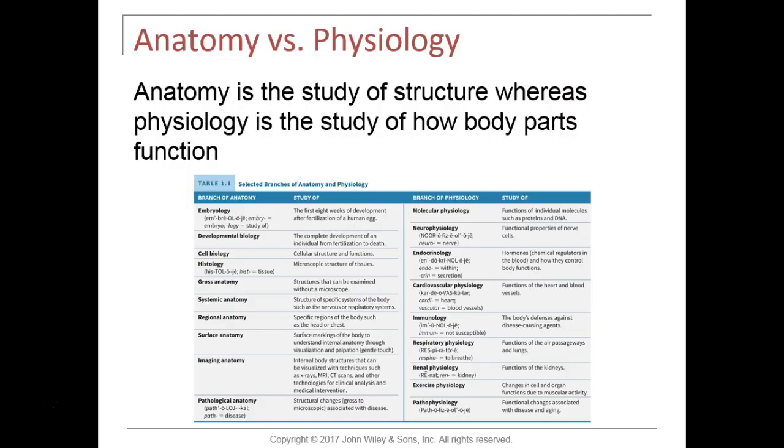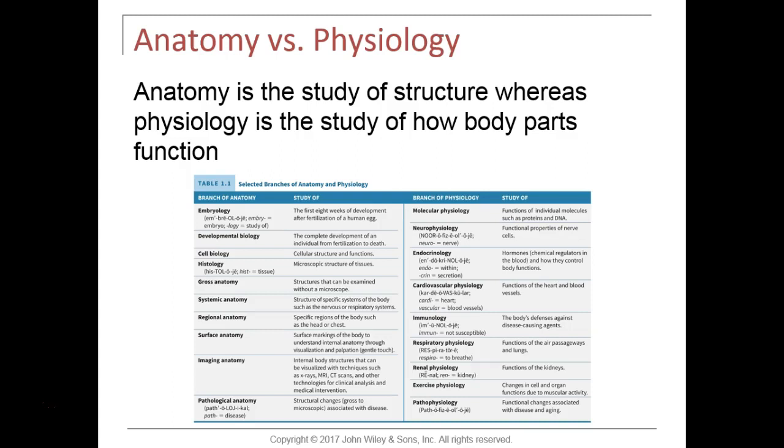So first of all, we need to know the difference between anatomy and physiology. These are two separate fields of sciences. We're learning them all in one course. Anatomy is the study of structures in the body. What are the structures? What are the organs? What do they look like? Where are they in relation to other structures in the body? So being able to identify the anatomical features of the body is going to be important in this course.